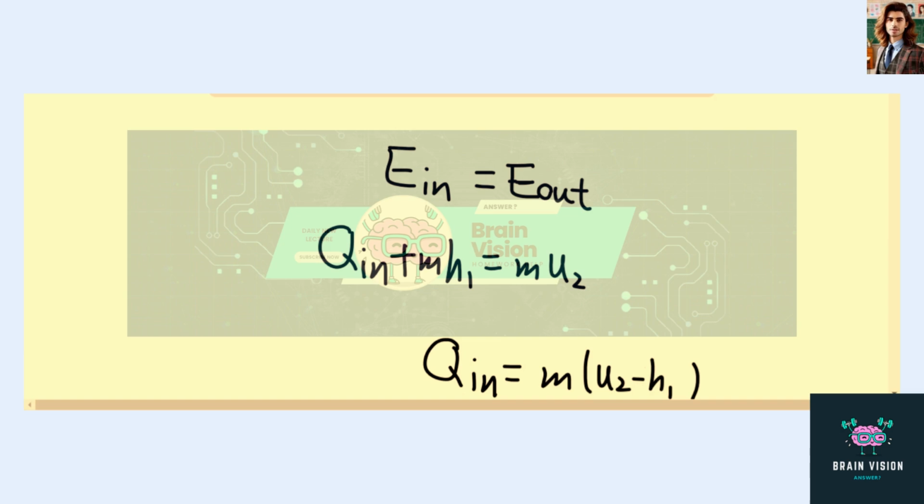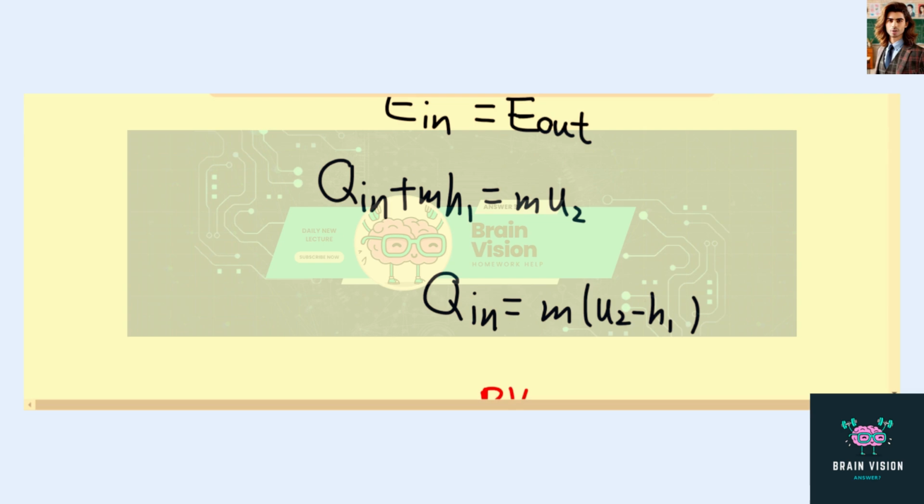Okay, so for this question, we can apply the energy balance equation. So we have E in is equal to E out. If we expand it, we have Q in plus m h1 is equal to m u2. Q in here is the heat that was transferred into the bottle, and m here is the final mass, or the mass of air that was entered into the bottle.